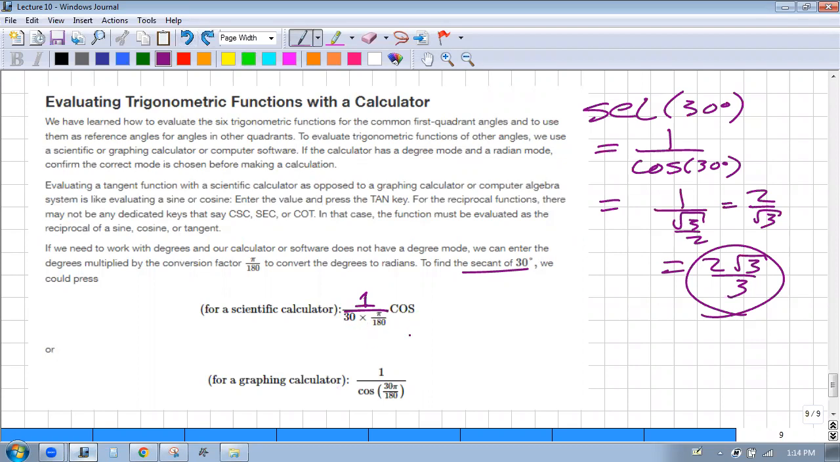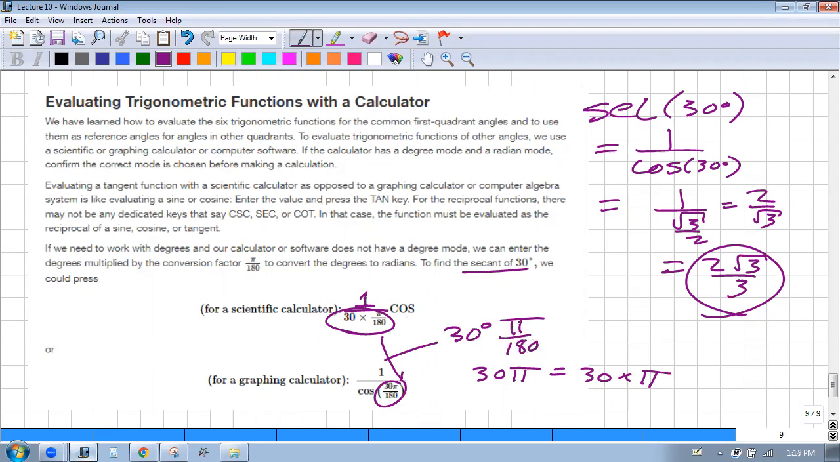So that's how you would type in a scientific calculator. For a graphing calculator, they're just saying here that you could just type 30 pi, and that's the same thing as 30 times pi, right? Why are they doing all that? Well, that and this, those are both just 30 degrees, right? But they're getting rid of the degrees. They're converting it to radians.